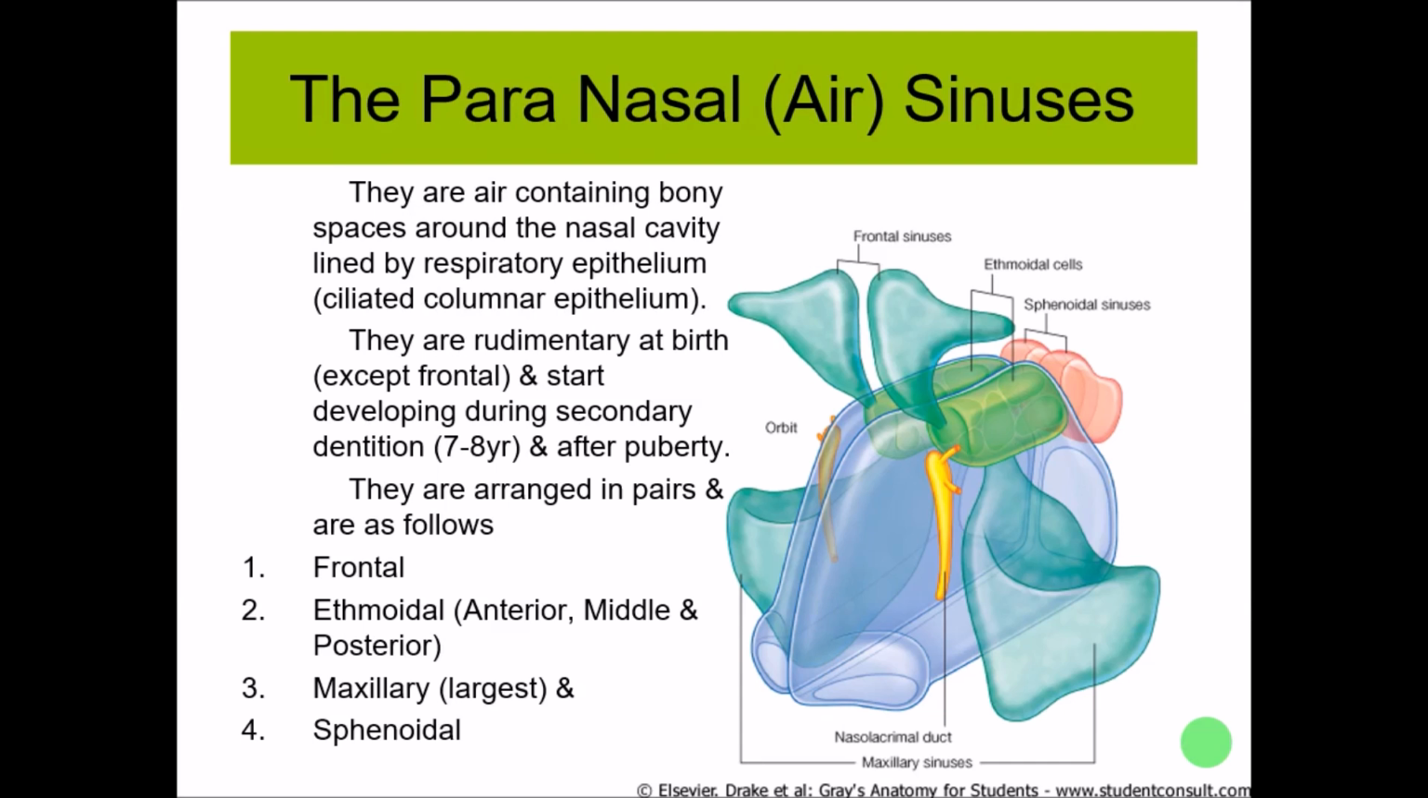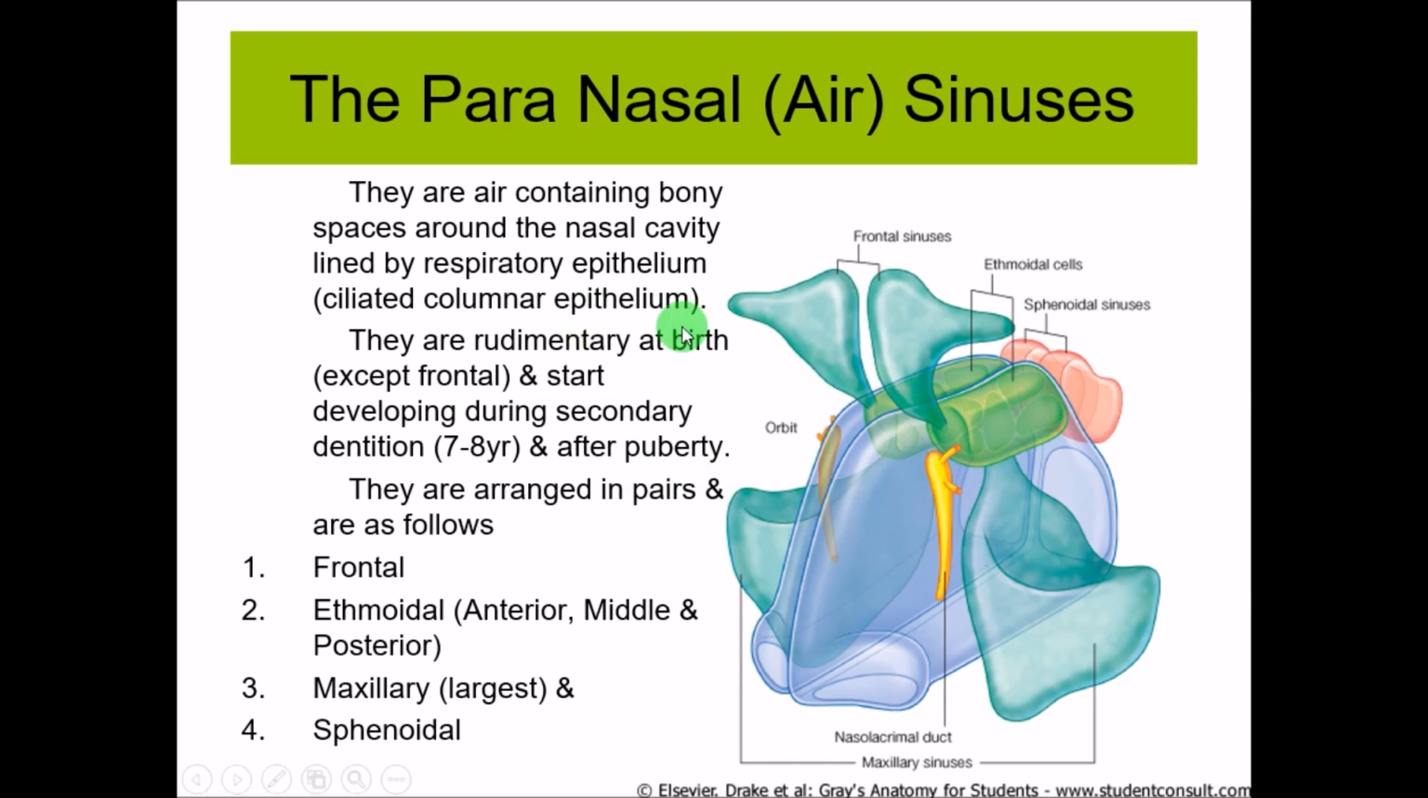They are rudimentary at birth, except the frontal sinus. Then they start developing during the secondary dentition, that is the 7th or 8th year, and they are well developed after puberty. Only after puberty they are well developed, and usually they are absent at birth except the frontal air sinus. Okay, so these are the air sinuses which have been shown. This is the nasal cavity. Around this nasal cavity are the air sinuses. They are arranged in pairs and they are of four types.